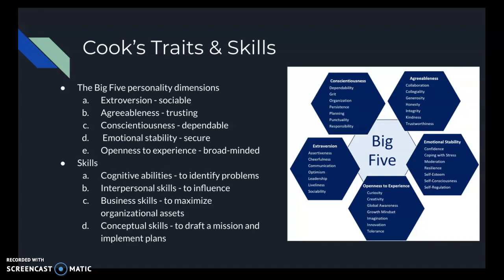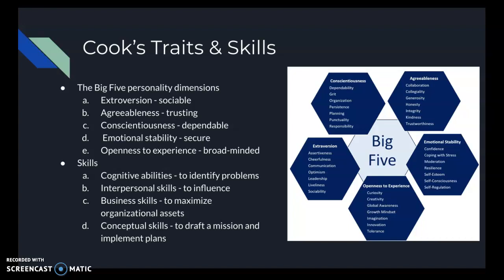So some of Cook's traits and skills that have made him the manager and leader he is today would be the Big 5 personality dimensions. And these include extroversion, which is being sociable and outgoing. There's agreeableness, which is trustworthiness, conscientiousness, which makes him dependable, emotional stability, which means he's secure and stable, and then openness to experience, which means he is broad-minded and willing to try new things.